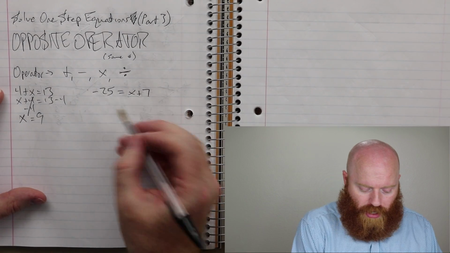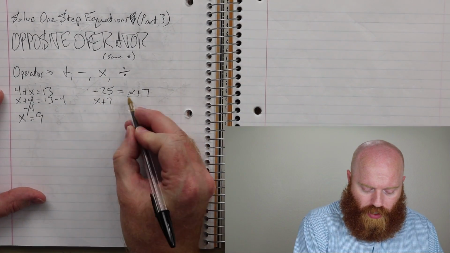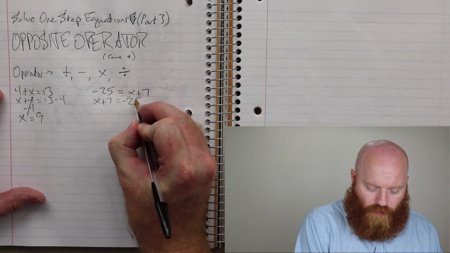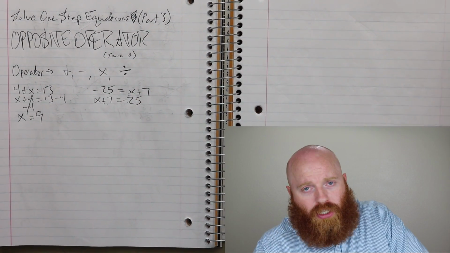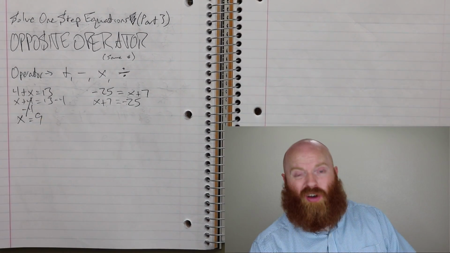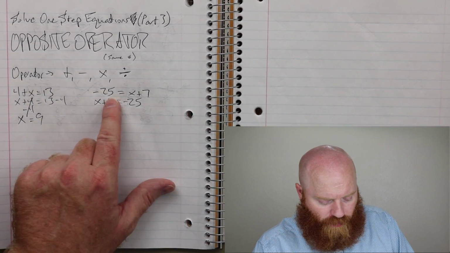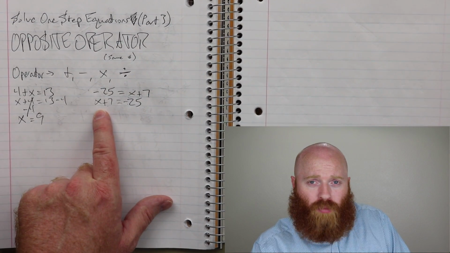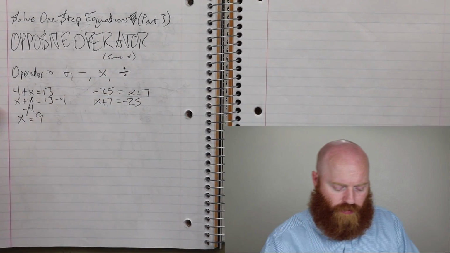I write them in the same order, x plus 7. Put that over here, put an equals, and then put this on the other side, negative 25. Now I've got a problem that looks like a normal one, and you can solve it. This looks like a part 1 video. In fact, it's that simple. We went from being really tough, not knowing how to do it, to being like video 1, part 1. That's how easy and straightforward this is.